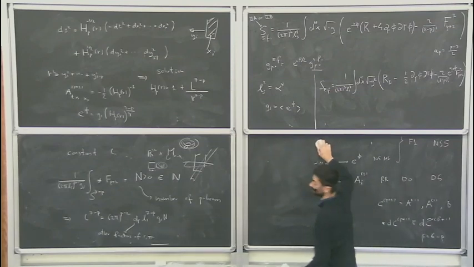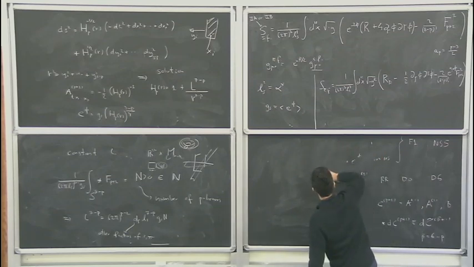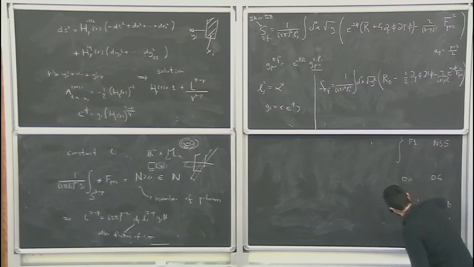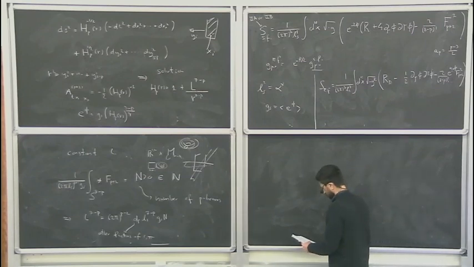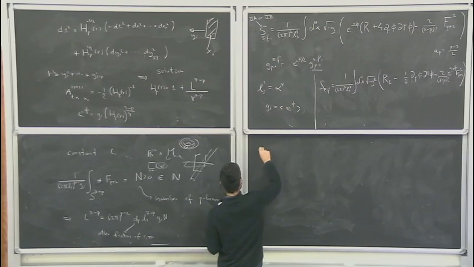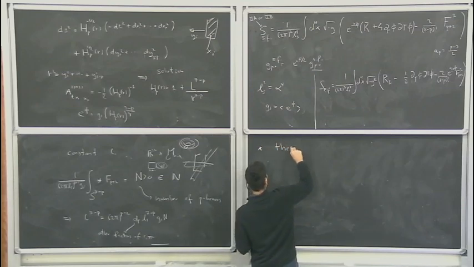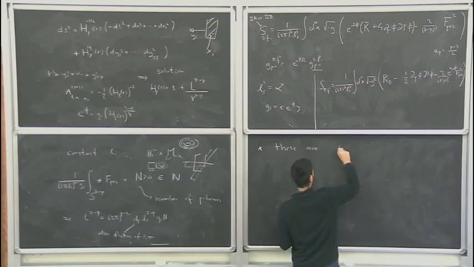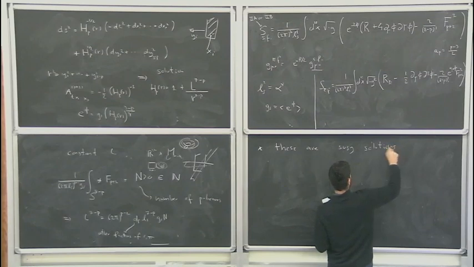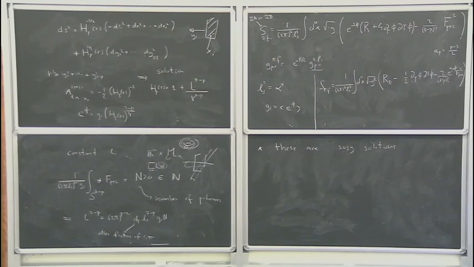So after having found the solution for a generic p-brane, let me make some remarks about this solution. Remark number one, these are supersymmetric solutions. So they solve the Killing-spinor equation of the corresponding type IIB or type IIA supergravity. And again, it's a quite simple exercise.